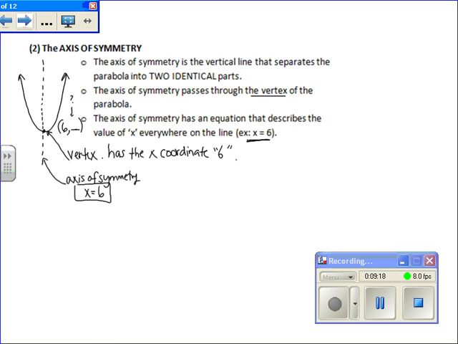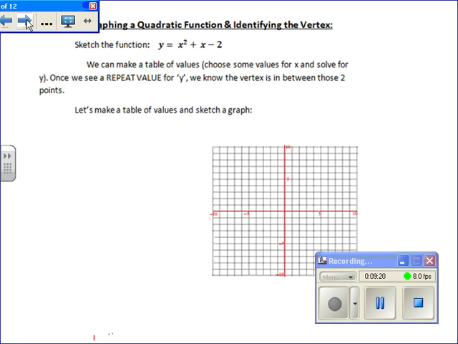Okay. Let's talk a little bit about graphing a quadratic function. If I was given this equation, y is equal to x squared plus x minus 2, well, what I could do is just sketch a quick graph by making a table of values, choosing some values for x, solving for y, and then plotting those points on my graph. Once I start to see the shape of the parabola, I can complete it. And then I can see from my graph, my vertex, my axis of symmetry. So let's go ahead and do that.